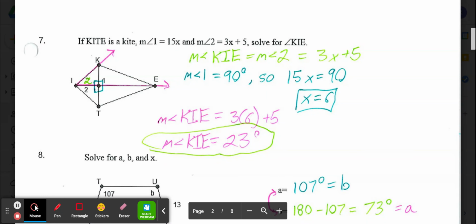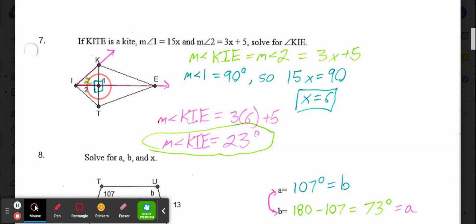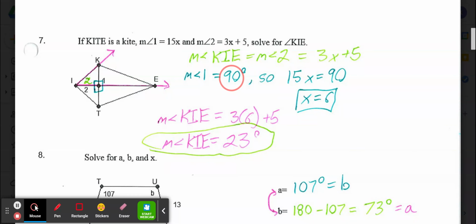In 7, we're looking at the kite, K-I-T-E, and we're looking for the measure of angle KIE. Right away, because this is a kite, I know angle KIE and angle TIE are congruent. So that measure that we were given for angle 2 is the same as the measure for angle KIE. And then we know that the diagonals intersect at 90 degrees in a kite, so the measure of angle 1 is 90 degrees.